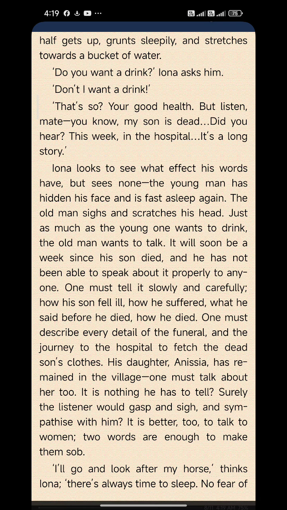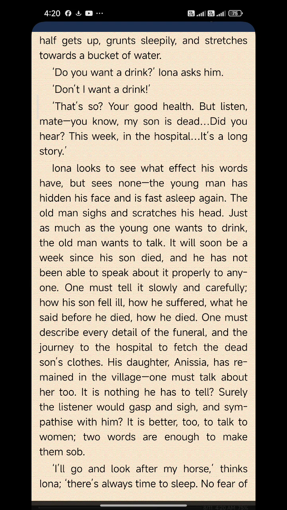One must tell it slowly and carefully: how his son fell ill, how he suffered, what he said before he died, how he died. One must describe every detail of the funeral and the journey to the hospital to fetch the dead son's clothes. His daughter Anisya has remained in the village. One must talk about her too. Is it nothing he has to tell? Surely the listener would gasp and sigh and sympathize with him. It is better to talk to women. Two words are enough to make them sob.